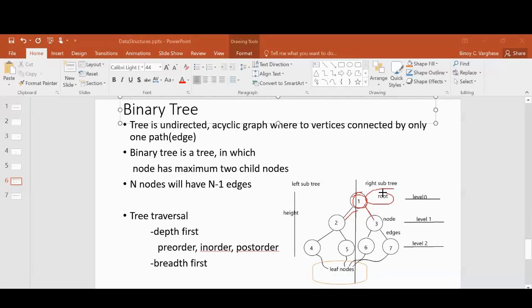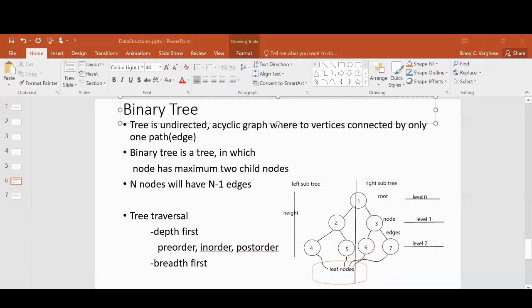Okay, so this is the definition: a binary tree is one in which a node has a maximum of two children. A node can have two children at most, or it can have fewer than that. It may not have any children. For example, the fourth node doesn't have any child. Another one is 5, another one is 6, another node is 7. These nodes don't have any child, so those nodes are called leaf nodes.